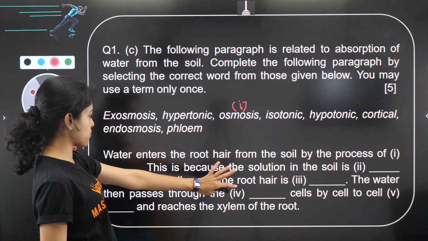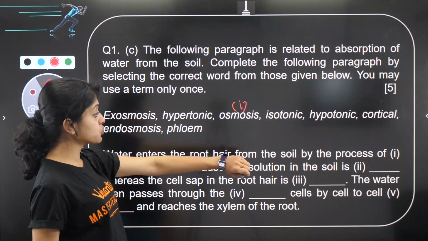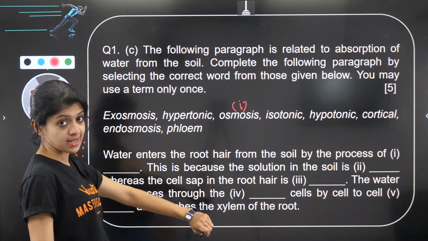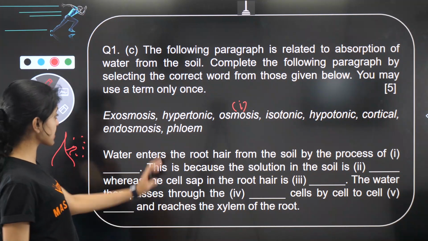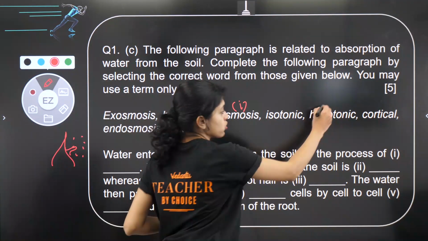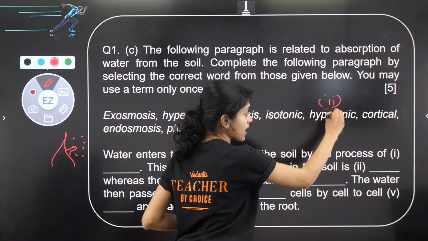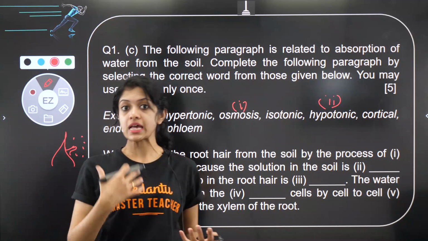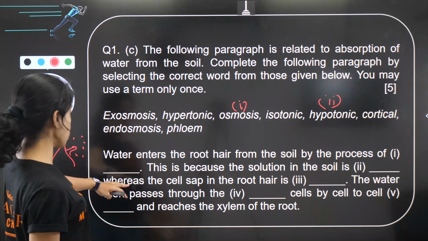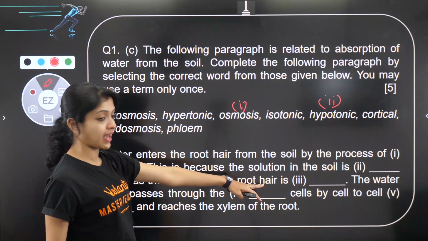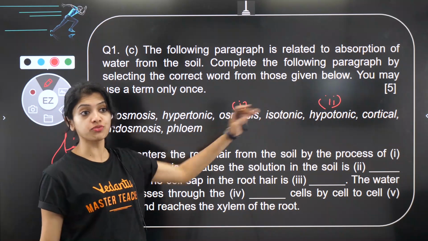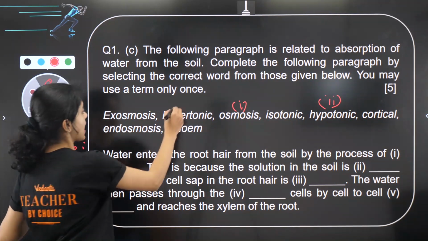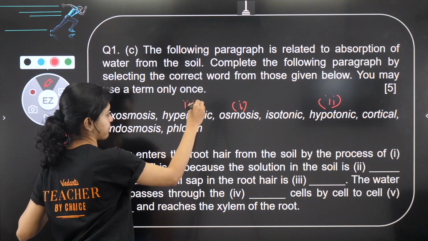So 1 is osmosis. This is because the solution in the soil is less concentrated, right? So you call that hypotonic. So the second blank will be hypotonic, which means dilute, as compared to the cell sap in the root hair, which is the opposite of hypotonic, and that is hypertonic.